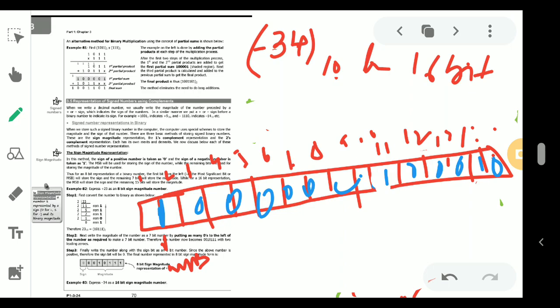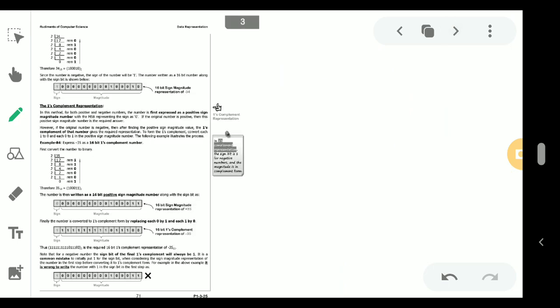Okay. So now the same thing, there is a complement concept. Now coming back to the concept of complement. The concept of complement means how to represent numbers. There are two types of complement. That is the one's complement representation and the two's complement representation. What is one's complement? There is complementation on both sides.